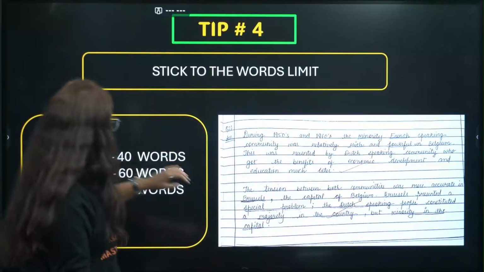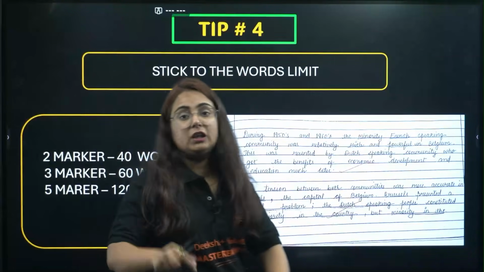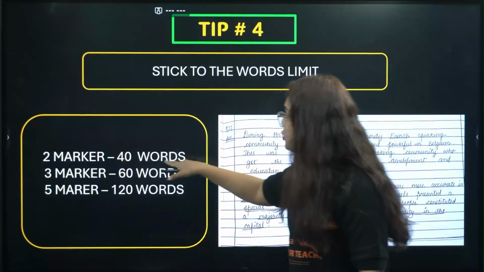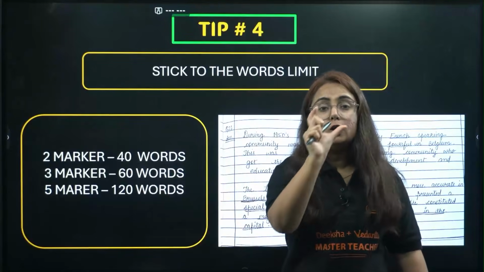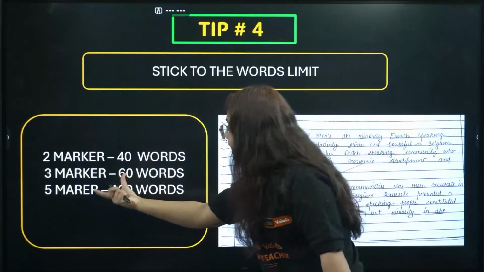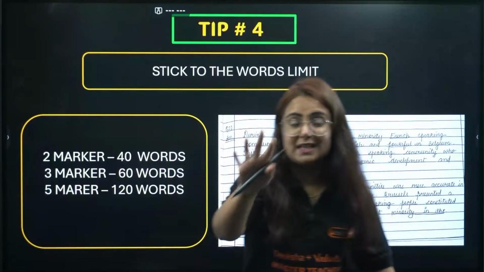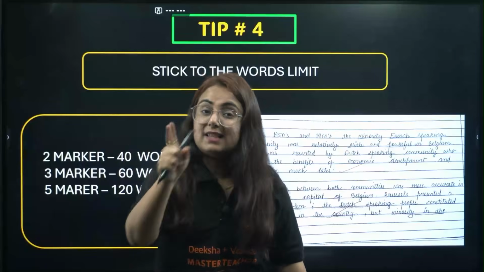So follow this. I'll tell you for a 2-marker question, 2 points, 20 words, 1 point. So a complete answer should mean 40 words. Again, 2 marker, 40 words. 3 marker, 60 words, 5 marker, 120 words.